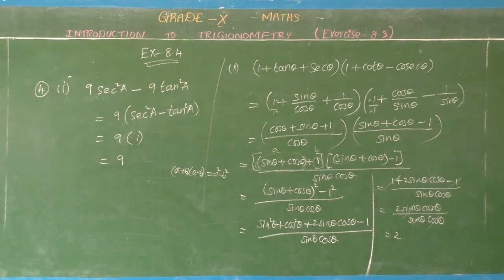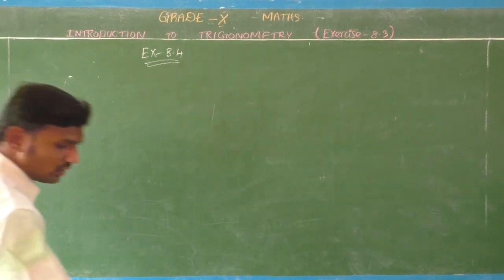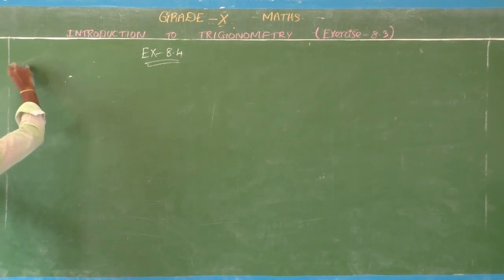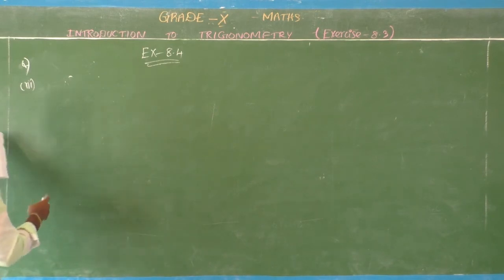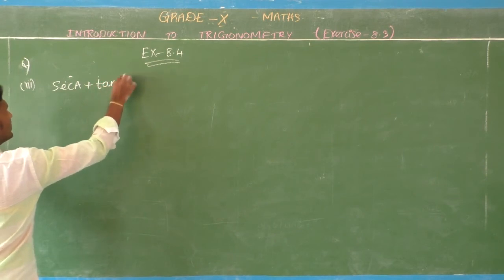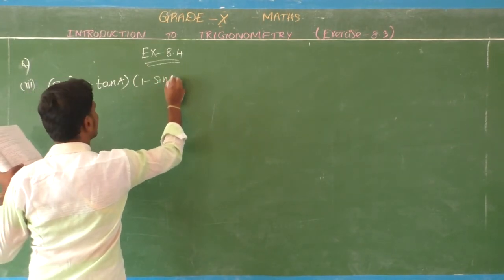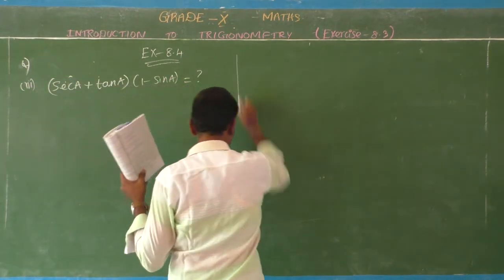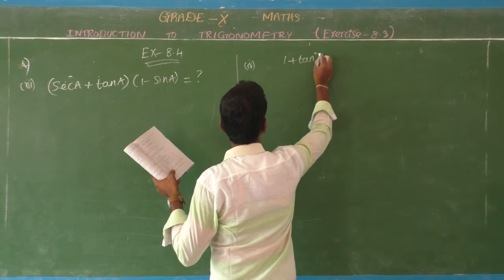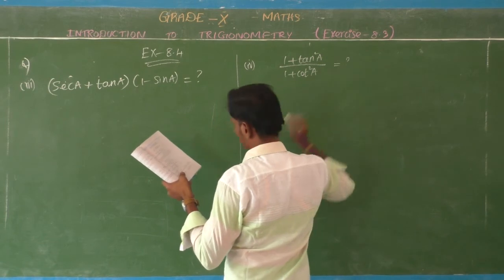And the next question is, yes students, the last question, the third and fourth only. So the third one, fourth Roman question, fourth Roman, third one. Find the value of secant A plus tan A into 1 minus sin A. This is one mark. And the last, fourth 1 mark, is 1 plus tan square A by 1 plus cos square A is equal to what?